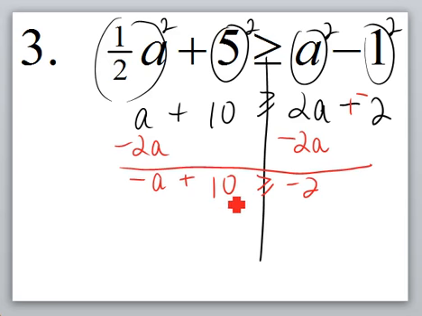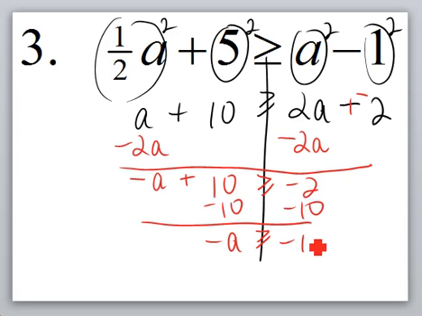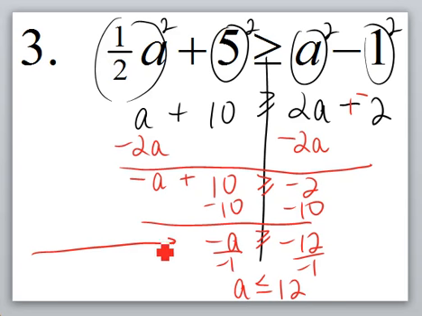So we're going to subtract 10 on both sides, subtract 10 on both sides. We get negative a is greater than or equal to negative 12. Divide by negative 1. We're dividing by a negative on both sides, so that means I have to flip my sign. I'll place 12 on the number line, closed in dot because it's less than or equal to, 13 on the right, 11 on the left, and I'll shade to the left.